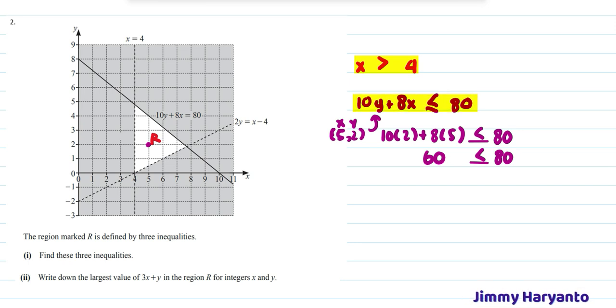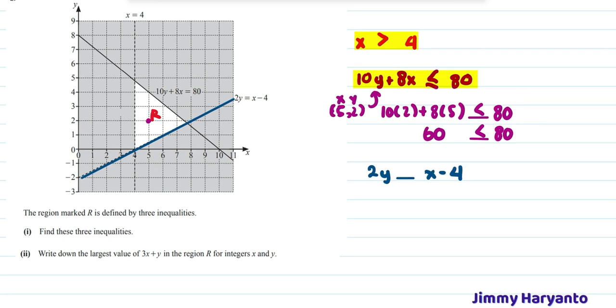The third will be this one. The question already gives you the equation. That means you only have to rewrite it like this: y, then x minus 4, and the region is above the line. That means this one will be greater than or equal to, but it's a broken line, so that means only greater than.